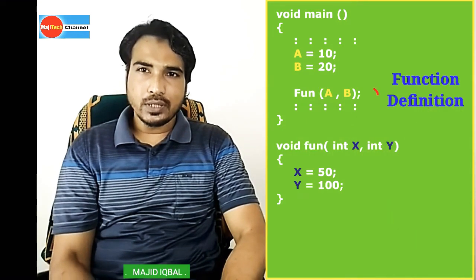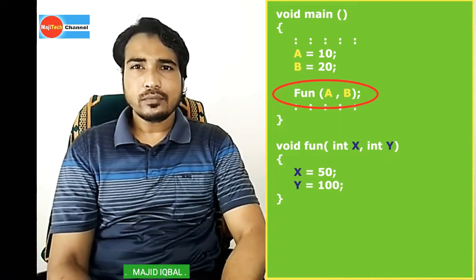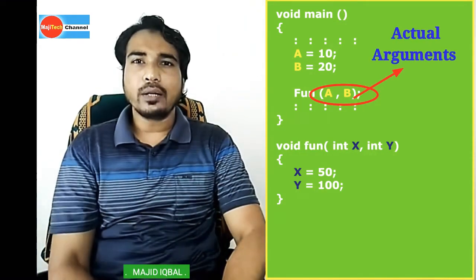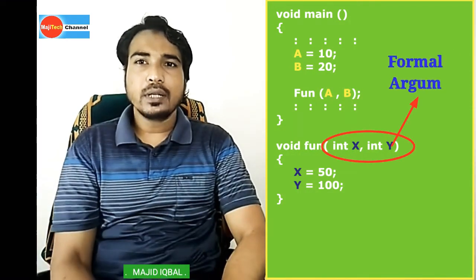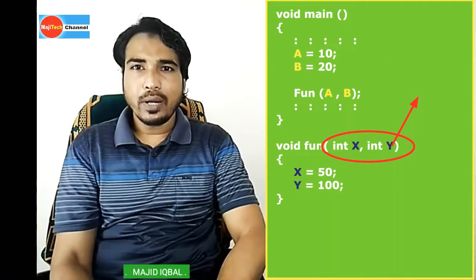An argument which is passed during function call is known as actual argument. In this example, arguments a and b are actual arguments. The arguments which receive the actual arguments are known as formal arguments. Here arguments x and y are formal arguments.